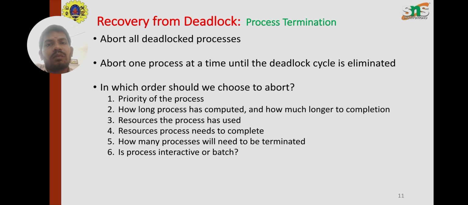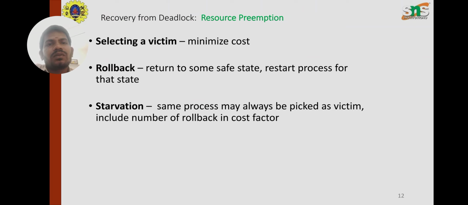Selecting a victim, rollback and starvation are the recovery options from a deadlock. Selecting a victim means minimizing the cost. Rollback means returning to some safe state and restarting the process from that state. Starvation means the same process may always be picked as the victim, so include the number of rollbacks in the cost factor.